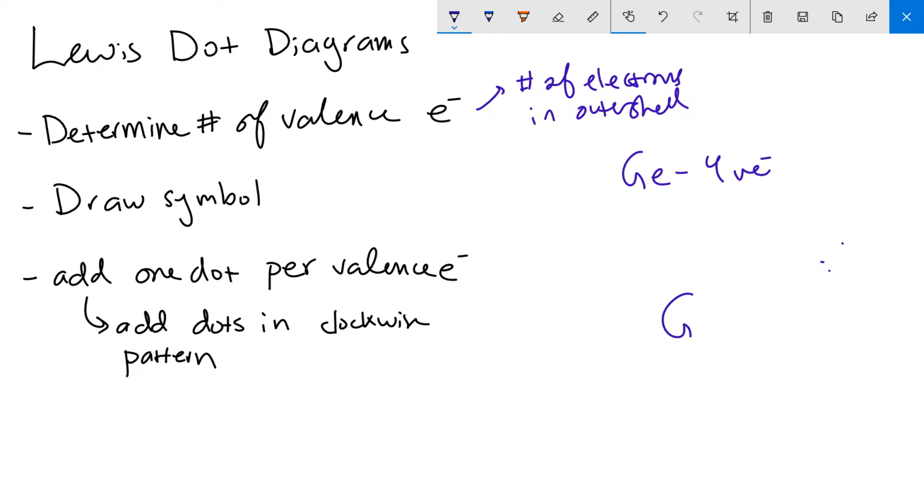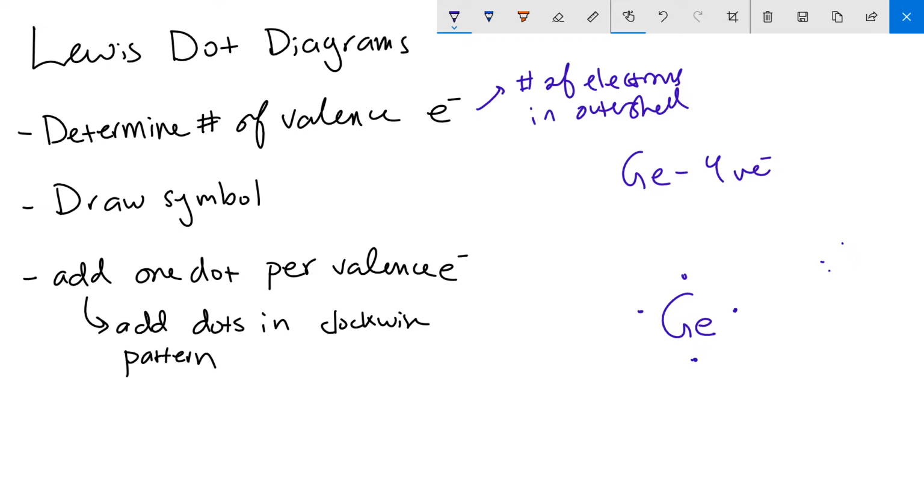So my next step is to draw the symbol. So I'm going to draw it again, Ge. And now I'm going to add 1 dot for every valence electron. And there's a very specific way I need to do that. I can't just say, oh, I want 1, 2, 3, 4 valence electrons. That doesn't work. Instead, we need to spread them out as evenly as possible. So the best way to do that is to do 1 dot, 2, 3, 4 in a clockwise pattern.